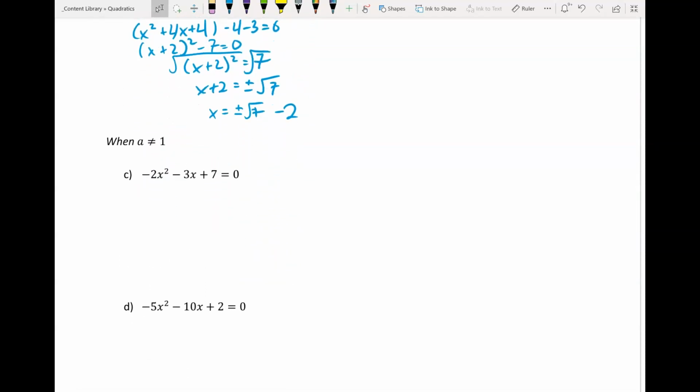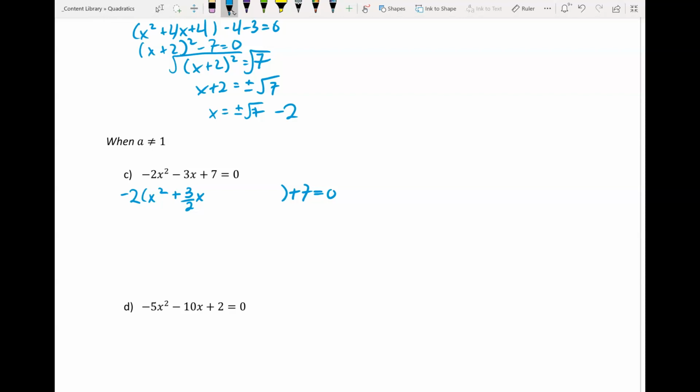Let's do some harder ones. This is where a is not just 1, so we do have to factor out the negative 2 first. So this is going to be x squared plus 3 over 2 x, and I'm going to leave the 7 alone because you only factor out the first 2 terms.